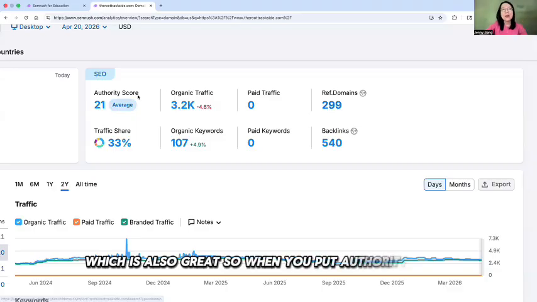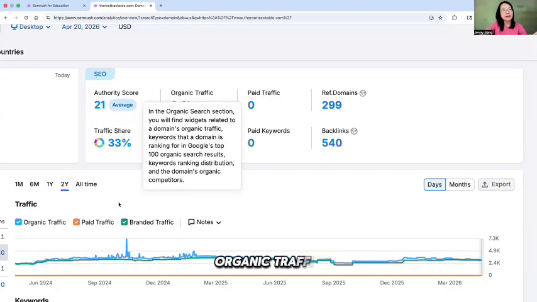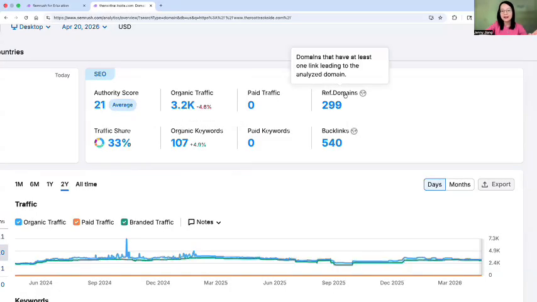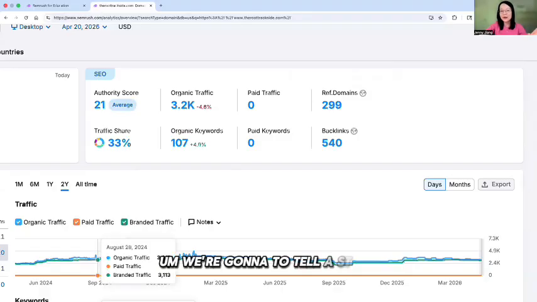So when you put authority score, organic traffic, organic keywords, and referring domains together, we're going to tell a story. After looking at these four metrics, what can we say? We can say the site has some search visibility. It ranks for some keywords. It has some backlink support, but its overall authority is still fairly modest. So this is not a very weak site, but it is also not very strong.